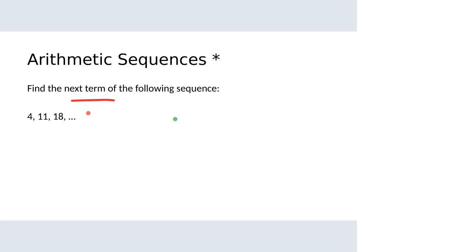Our common difference we can see as we make a jump, we go from 4 to 11, so we added 7, 11 to 18, so we added 7. So to get to the next one, we're going to add 7, and the next term is going to be 25. It's an arithmetic sequence because we either add or subtract the same thing every single time to get to the next number, and we can find the next term.